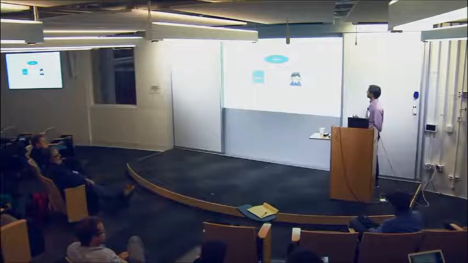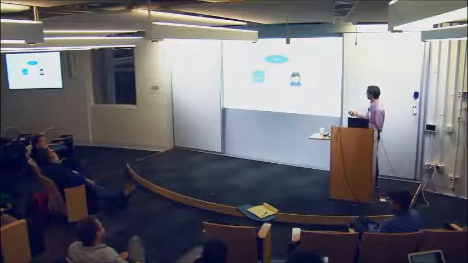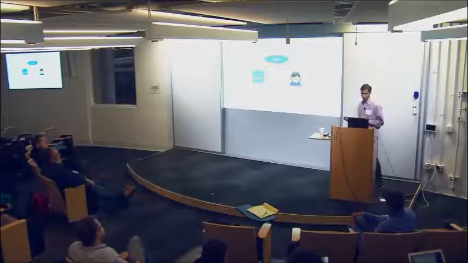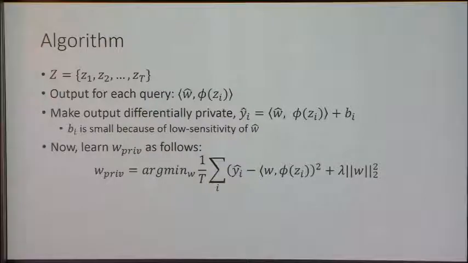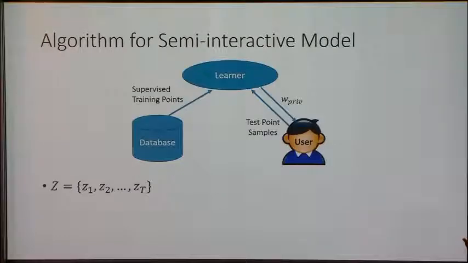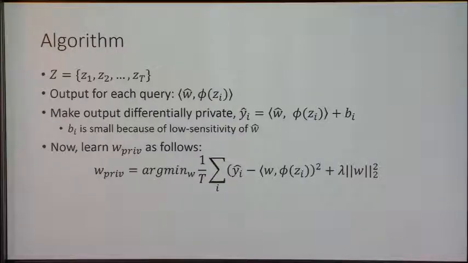So the second model is the semi-interactive model where the user sends a small sample from its test data. And here what Kunal was saying was correct, that is we will indeed learn a kernel over these test samples. The test samples that are given to us, and we don't have to worry about differential privacy of these test functions. We'll learn a kernel function over them.